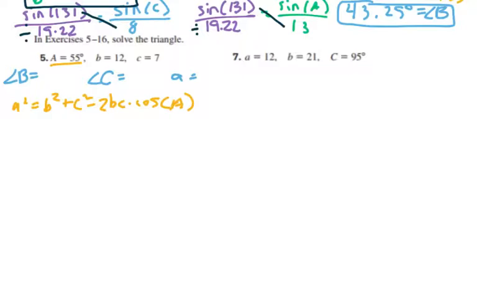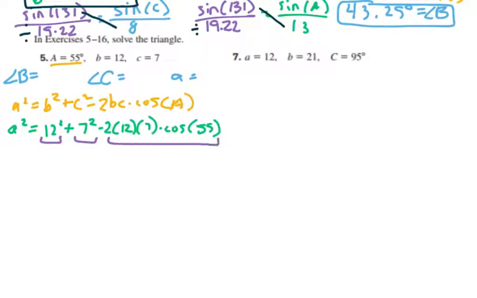Alright, so filling that in, let's see. We don't know what a squared is, so we're trying to find that. But b is 12, and c is 7. And then cosine of a, which is 55. So we're going to break this into its 3 values to equal a squared. So 12 squared is 144, 7 squared is 49, and then we have 2 times 12 times 7 times cosine in degree mode of 55.